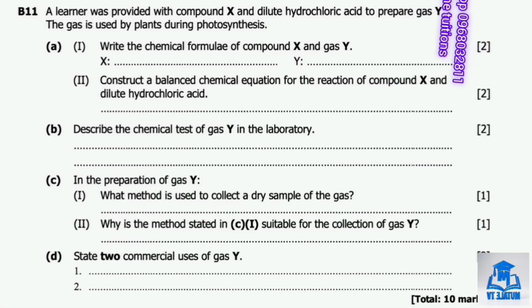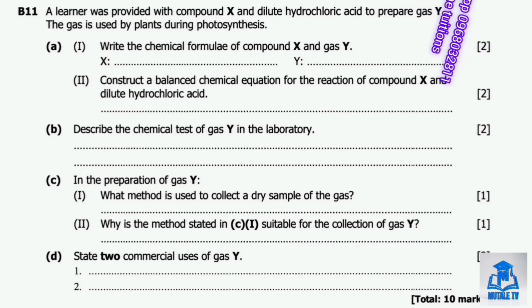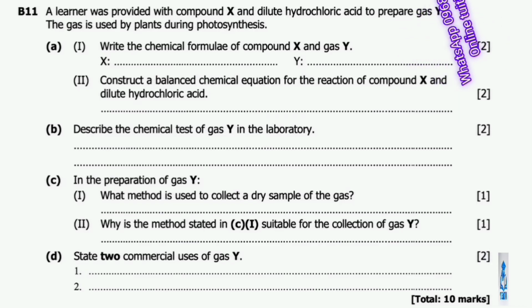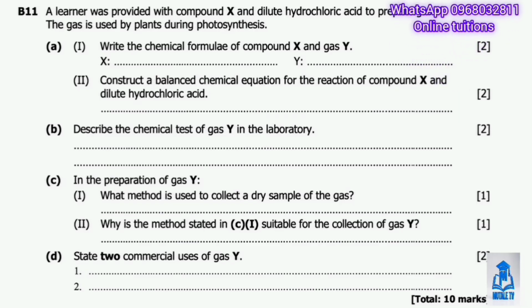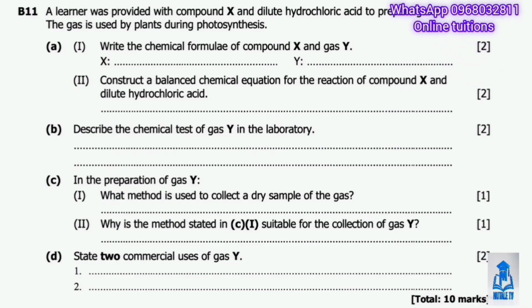B11. So question B11 tells us that a learner was provided with compound X, paired with hydrochloric acid to prepare gas Y, and that gas Y is used by plants during photosynthesis. Since the gas is used in photosynthesis, this tells us straight away that gas Y is carbon dioxide. And since we are using dilute hydrochloric acid to prepare it, compound X must be a carbonate, mostly calcium carbonate, sometimes written as the marble chips or limestone.